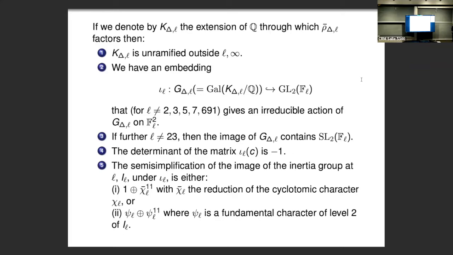So now let's look at the splitting field of this mod L Galois representation, right? The fixed field of the kernel of this representation. The field-theoretic properties of this splitting field of rho bar delta L, which is the Galois extension through which this representation factors, are that K delta L is unramified outside L and infinity. Its Galois group is a subgroup of GL2(F_L), and it typically contains SL2(F_L), if outside this exceptional set the Galois group contains SL2(F_L). This representation is ramified at infinity, which is basically some property of the oddness of this representation.